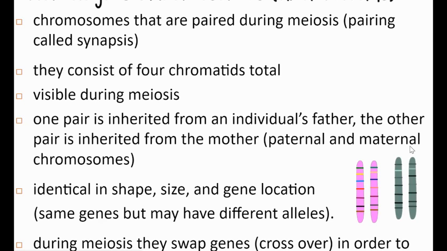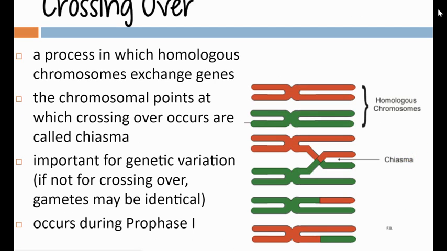So here are our homologous chromosomes. All right, so here's just another visual. We know that those homologous chromosomes exchange those genes. The point at which they do this is called the chiasma. So that is the point in which the crossing over actually occurs. And this is important because this is what provides us that genetic variation in the end, those 4 unique haploid cells.